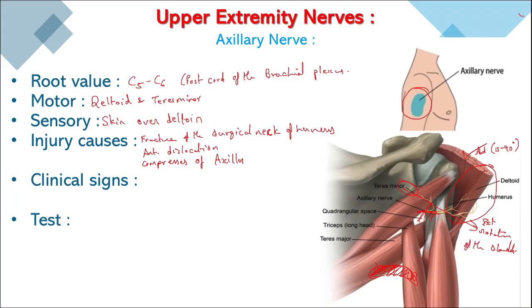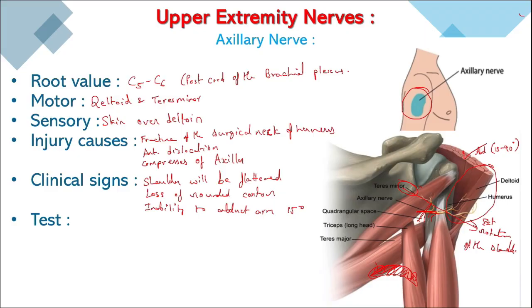In clinical signs, the shoulder will be flattened, with loss of rounded contour, and inability to abduct the arm beyond 15 degrees. We can also see some sensory loss, over the badge area.